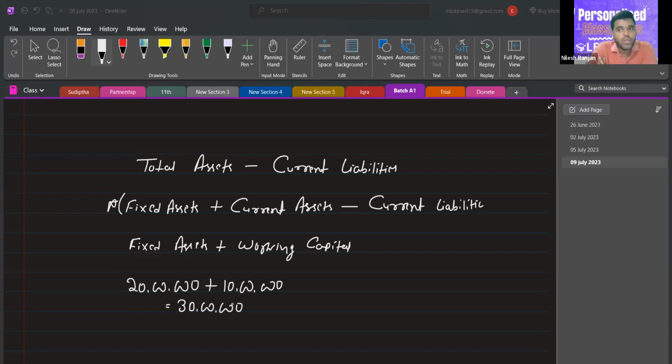Now, the formula of operating profit ratio, can you tell me? Operating profit divided by net sales into 100. Okay, good. Now, what is the operating profit? How we calculate operating profit? Net sales minus total operating cost.